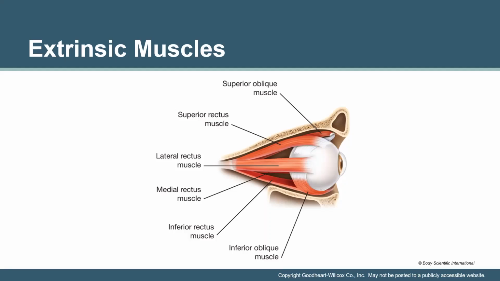Superior rectus is on the top of the eye. Inferior rectus is on the bottom. Then you have a medial and a lateral rectus. So let's go over some of their functions.